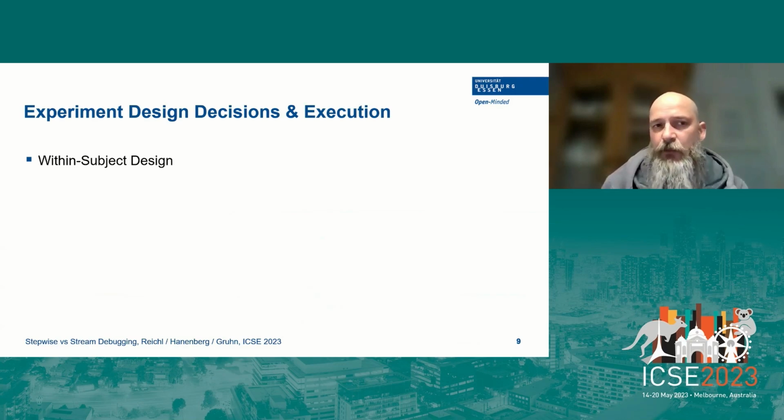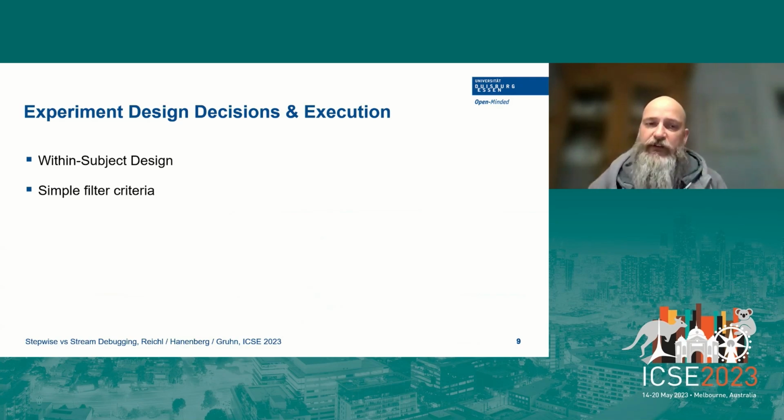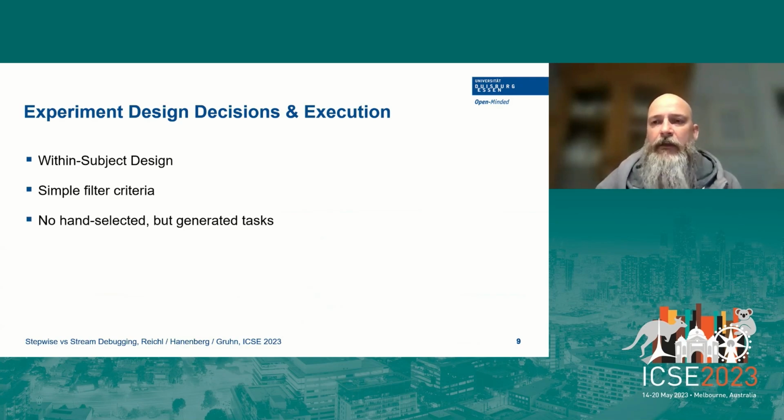So how did we design the experiment? Well, we designed it as a subject experiment, and we had relatively simple filter criteria. So we just had fields compared to literals with corresponding operators such as larger or smaller, etc. And our complete experiment is just generated tasks. So we generated all the tasks from repositories, so we didn't have any hand-selected tasks here. And in case you're interested why, I'd be happy to answer a bunch of questions on that.